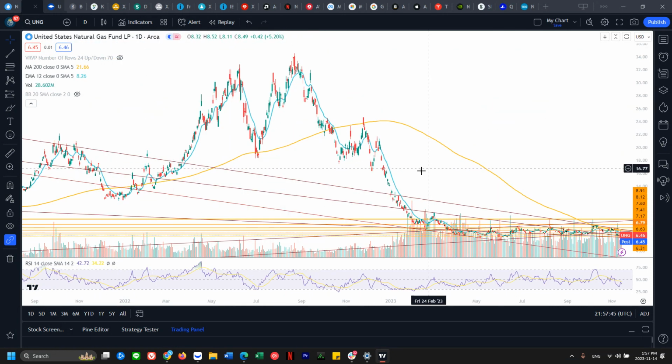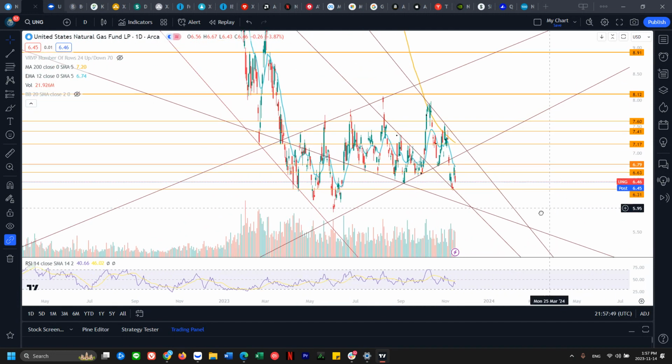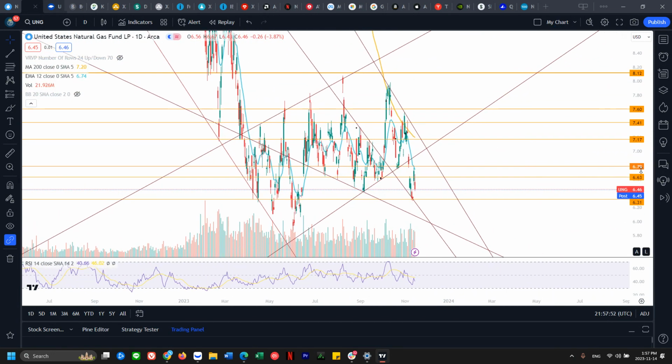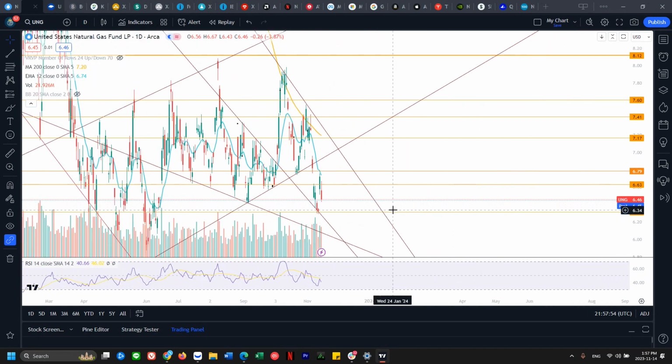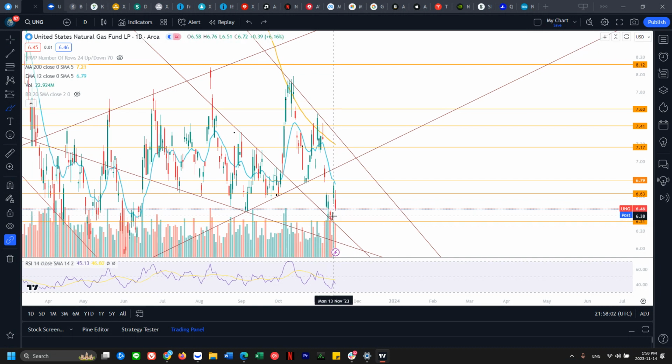All right, let's take a look at UNG. UNG is pretty much the tradable ticker for natural gas, and it's pretty much exactly the same action, just slightly different percentage-wise. Same thing. We want to see Friday's low hold as support for us to potentially change that daily trend. If we break above Monday's high, that'll be a daily uptrend.